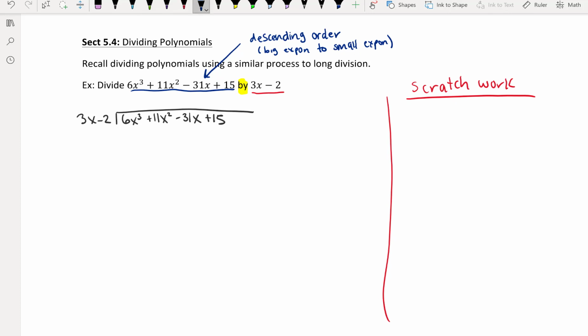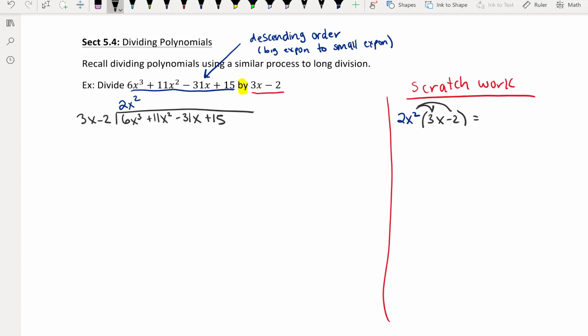So the first term is the 6x cubed. That's what I'm going to be focusing on. So I'm going to look at this first term. 3 times what gives me 6? That's going to give me 2. X times what gives me x cubed? Well, that's an x squared. So for that first term, I'm looking at a 2x squared. Over on my scratch work, 2x squared is being multiplied by my 3x minus 2.